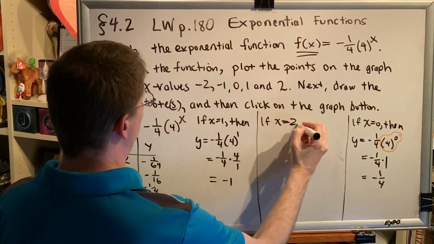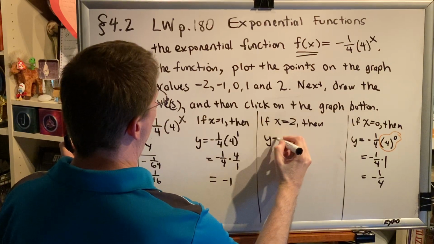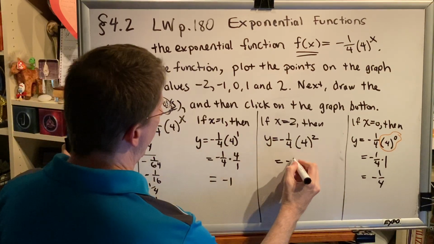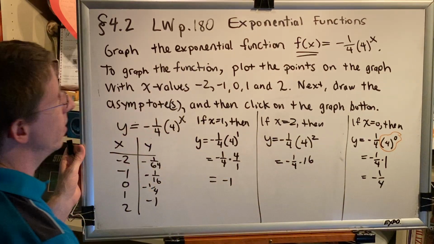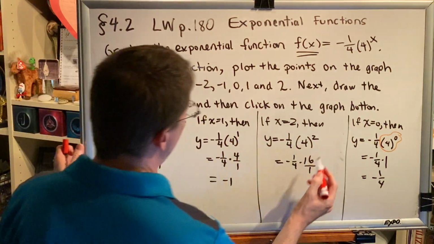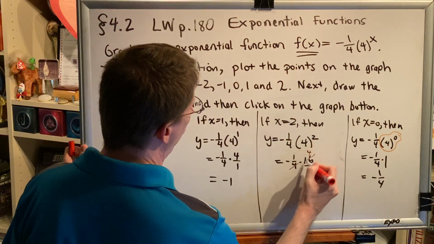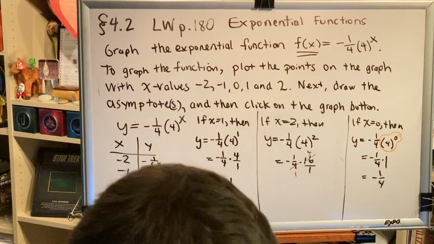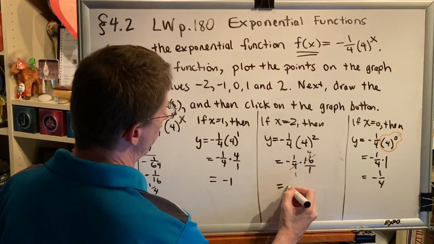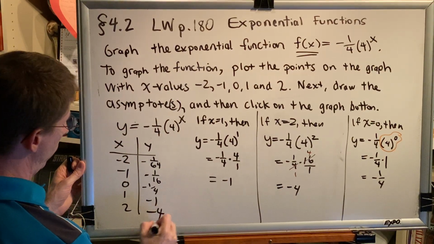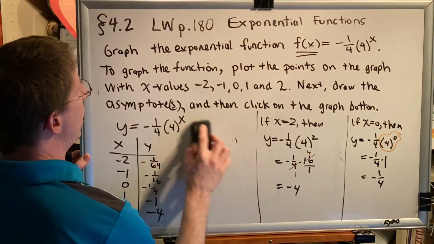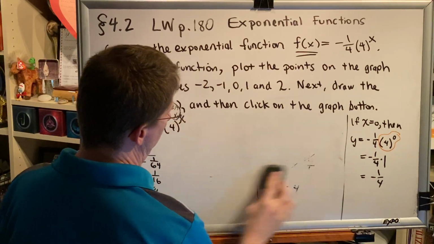If x equals 2, then y equals -1/4 times 4 to the second power, which is -1/4 times 16. 16 is the same as 16/1, and we can simplify this fraction. 16 divided by 4 is 4, which I write as 4/1. Now put it all together. So we've got -1 times 4/1, which is -4. All right, great. So we have all 5 of our points. The next thing we need is the location of the asymptote, if there even is one.